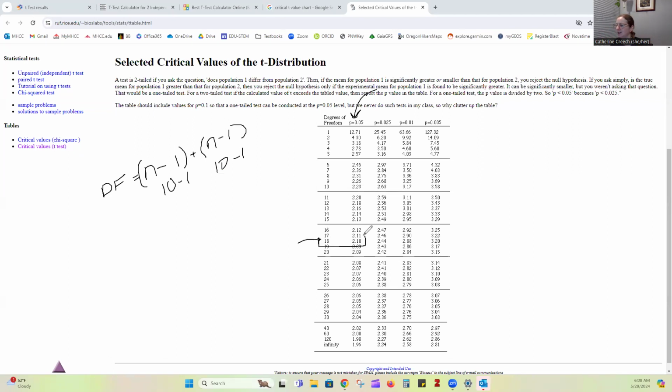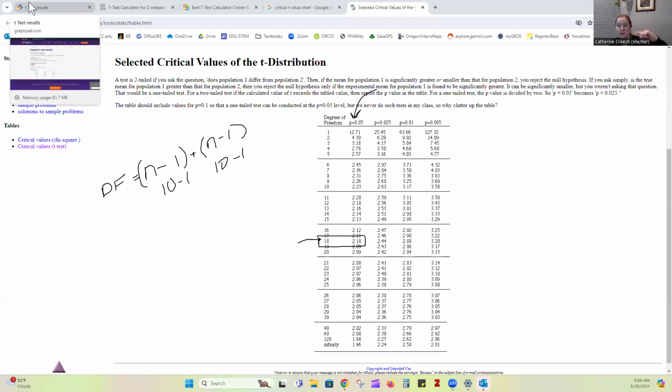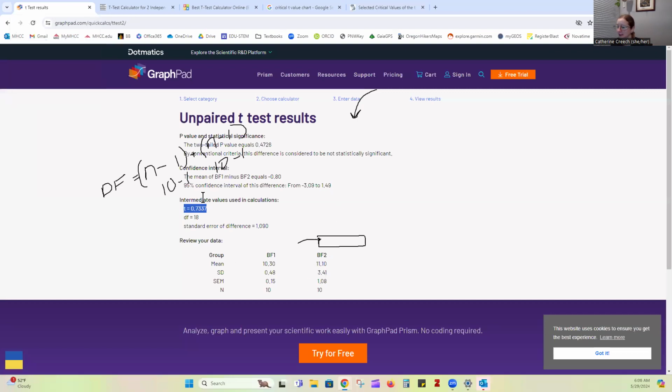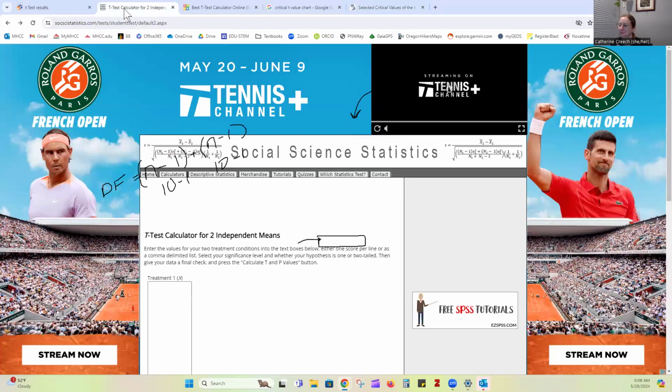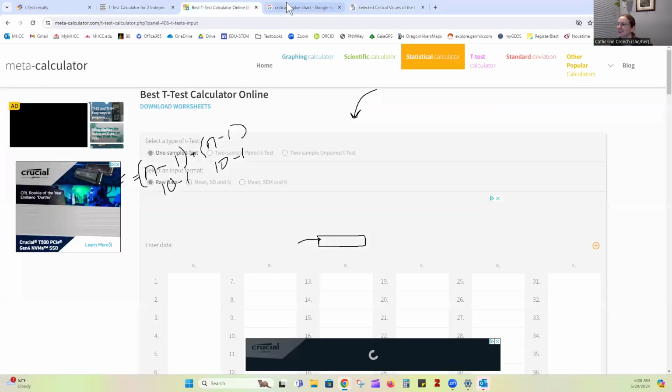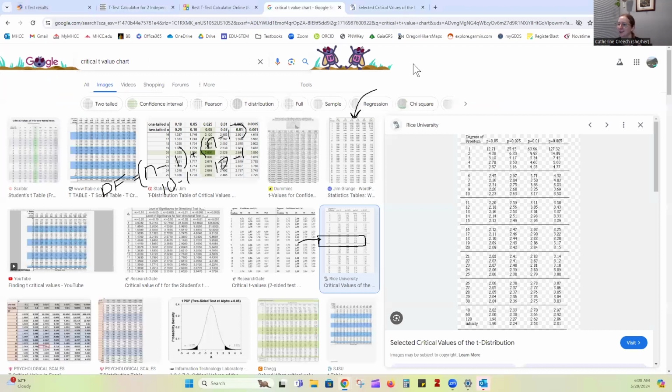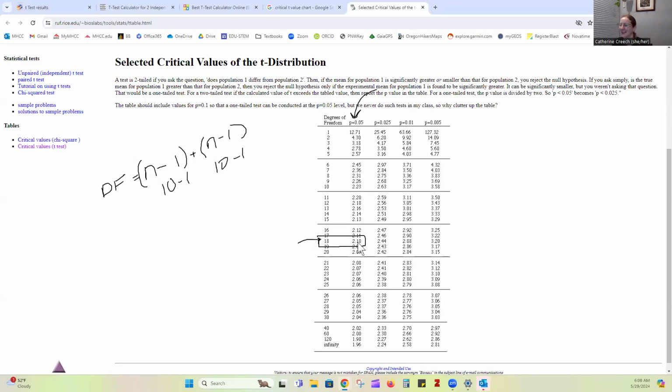My critical T number is 2.1. I have to see now whether or not the T value I got from my calculator is bigger or less than that. So if we go back to my calculator, my T value is 0.7. Look at my table, sorry, there it is. And that is definitely less than 2.1.